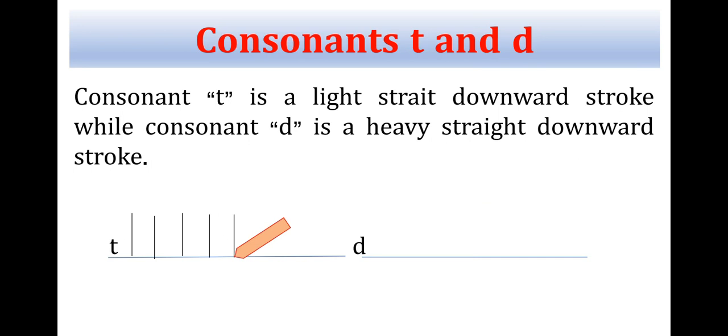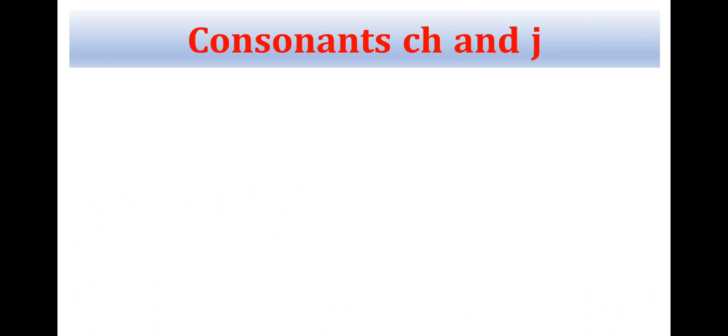If you are talking about D, it's also the same thing, but the consonant D will be heavier than that of the T. So let's look at it. We have consonant D. If you look at it, the only difference between the two is that consonant T is light while consonant D is heavy. So that is it about consonant T and D.